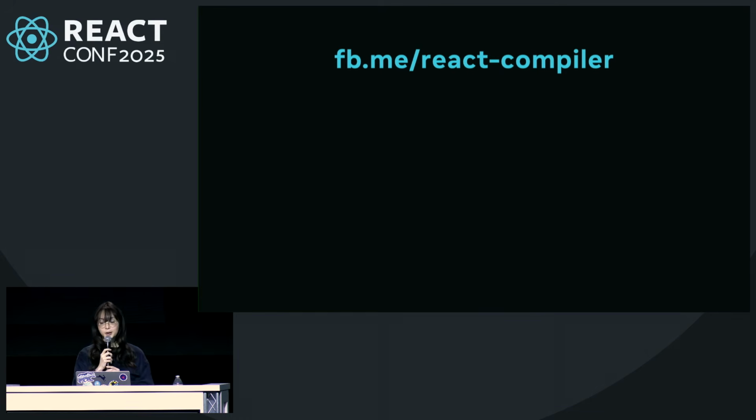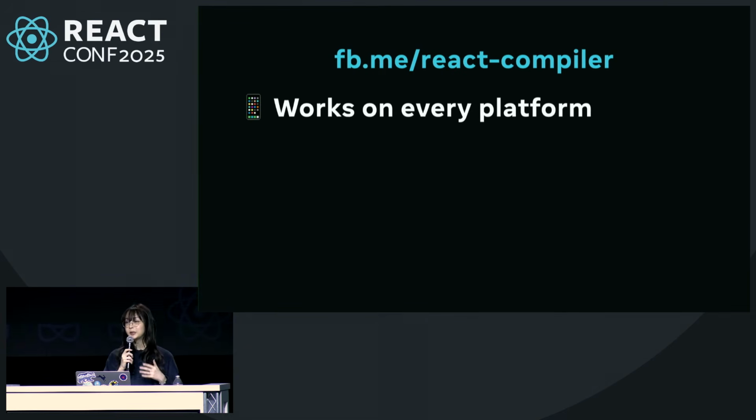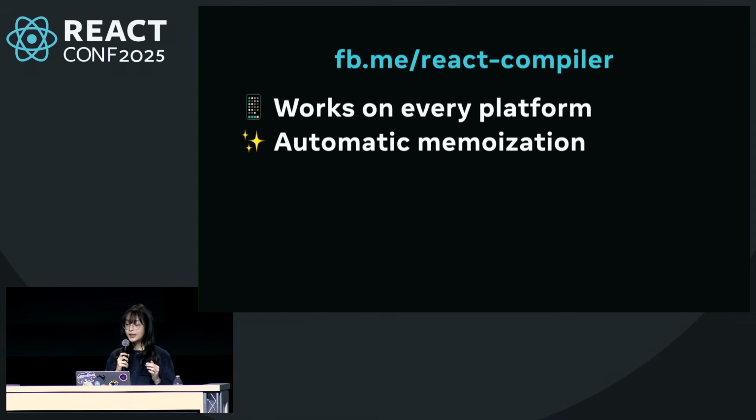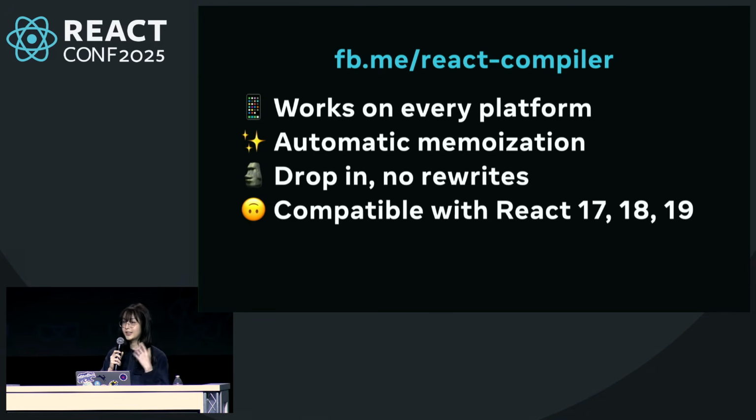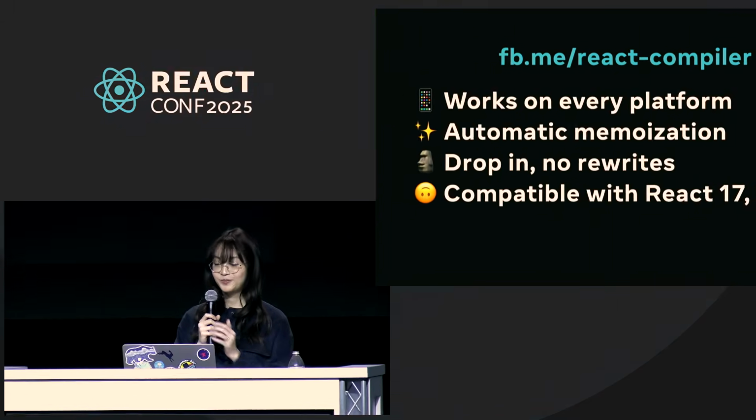Now, I don't know if there's anyone who hasn't heard about the compiler, but if you're sitting there confused, like, what is she talking about? The compiler is a build tool that works on every platform that can run React. It auto-optimizes your components and hooks and lets you focus on what really matters. It's also designed to work out of the box without any code rewrites, which is pretty cool. And it works with the latest version of React 19, as well as 17 and 18. So that's pretty cool, right?